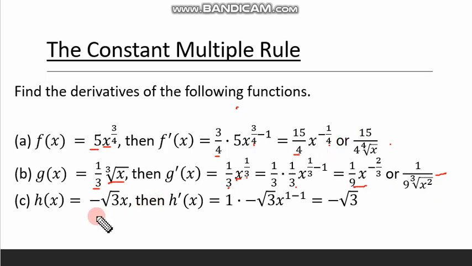And the last example is h of x is equal to negative square root of 3x. So the derivative, the h prime of x, is equal to, this is 1 exponent, so 1 times the constant here, which is negative square root of 3, and then 1 minus 1 is 0, so x raised to 0 is equal to 1, times the 1 here, so it's still 1, times the negative square root of 3, so that's negative square root of 3, and that's the answer.